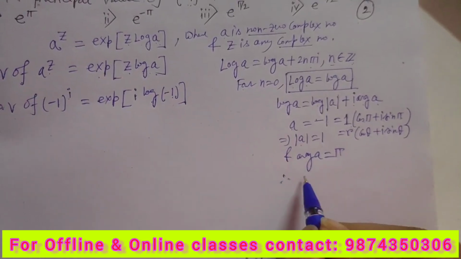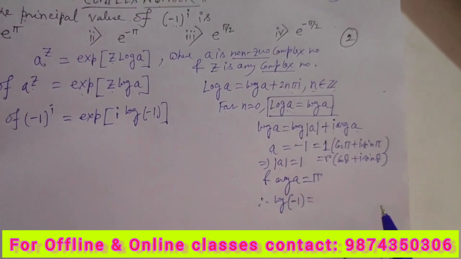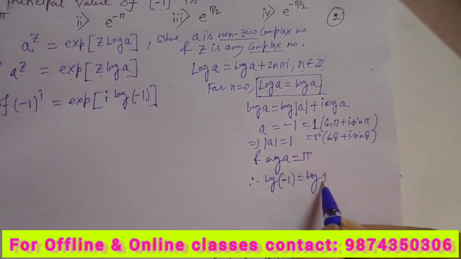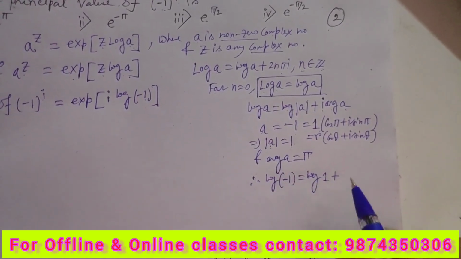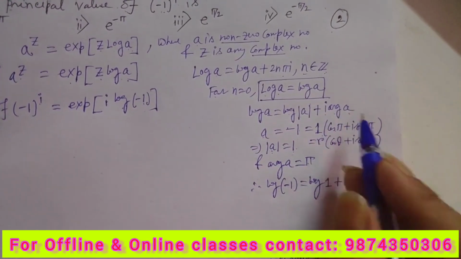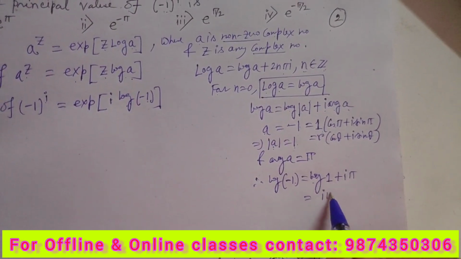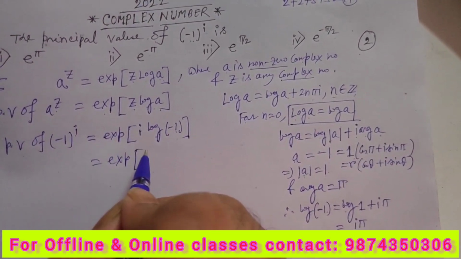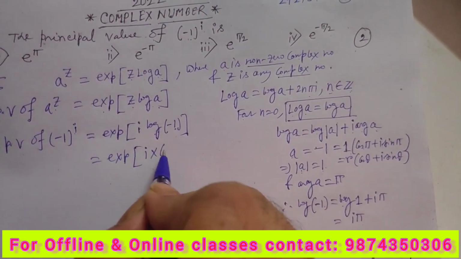Therefore the logarithm of -1 is equal to the logarithm of the modulus of -1, which is 1, plus i times π, i times argument a means i times π. So log 1 is 0, so the logarithm of -1 is iπ. So this is equal to exp of i times the logarithm of -1, which is iπ, so exp(i times iπ).